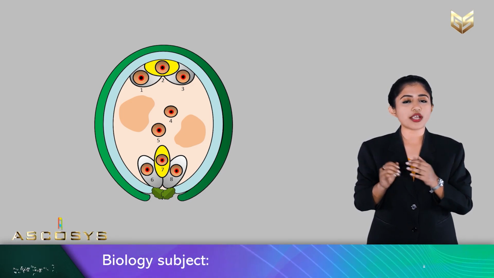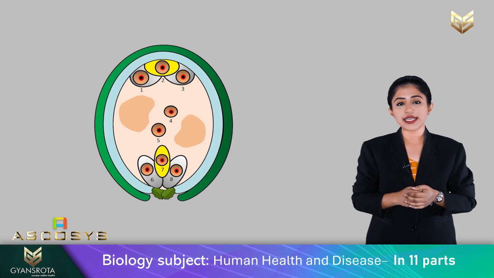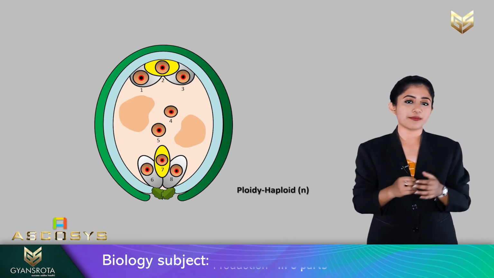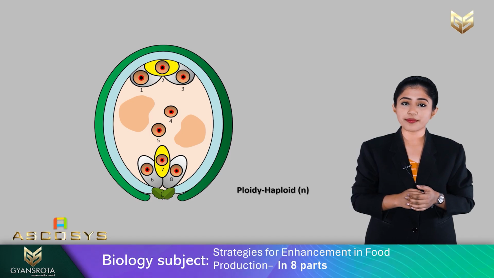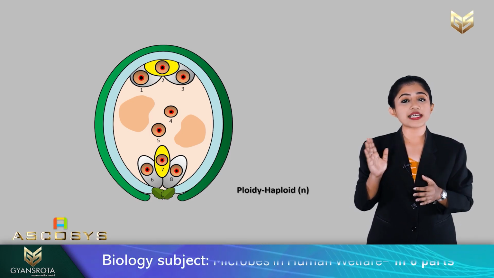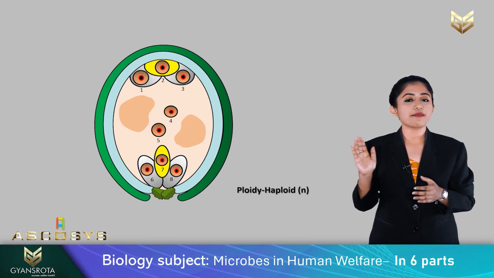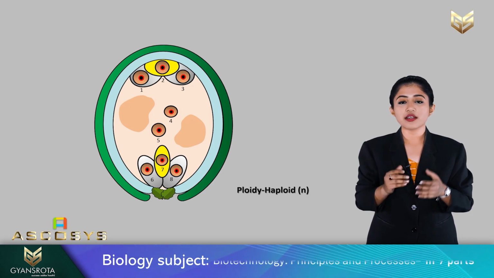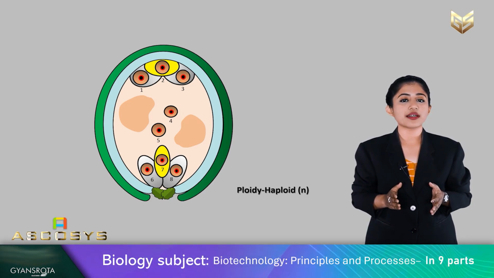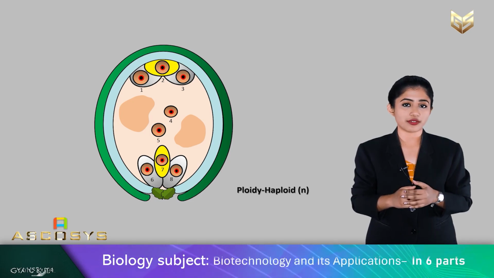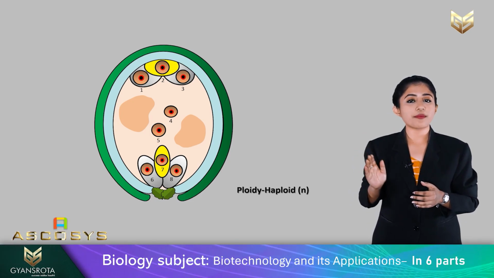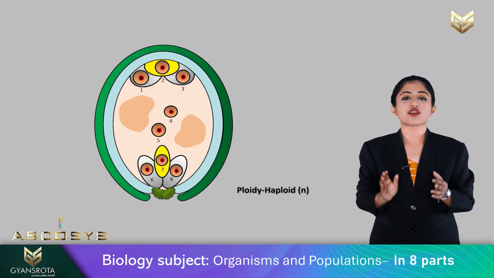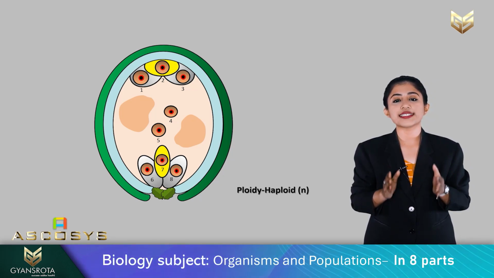Now, what will be the ploidy of this female gametophyte? Obviously it is going to be haploid. Why is it going to be haploid? Because the megaspore mother cells are dividing meiotically. After meiosis, what is the ploidy? The ploidy becomes half. It becomes haploid, right? This kind of development of the female gametophyte is called monosporic development.